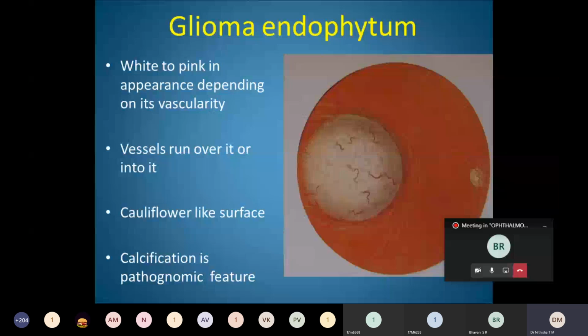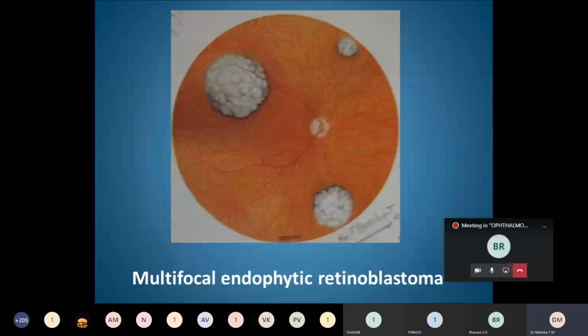Vessels run over it or into it also. It has a cauliflower-like surface. Calcification is always a pathognomonic picture of retinoblastoma. Okay, this is multifocal endophytic retinoblastoma. Many tumors are there. This will be seen only if you do an indirect ophthalmoscopy.